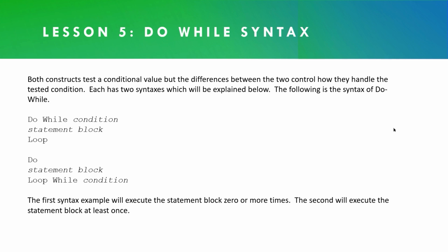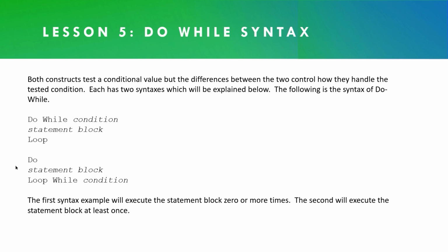Each of these constructs has two syntaxes, and each of them, do while and do until, test a conditional value, but the differences between the two control how they handle the tested condition. We're looking at the two different syntaxes for the do while loop. So do while the condition is true, it will run that statement block as long as that condition is true. Once that condition is false, it will come out of the loop and stop.